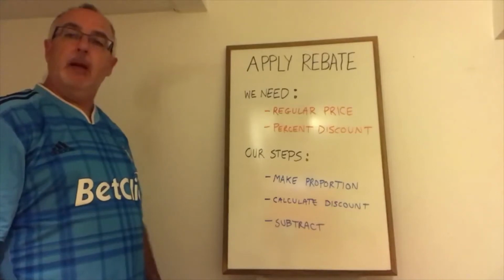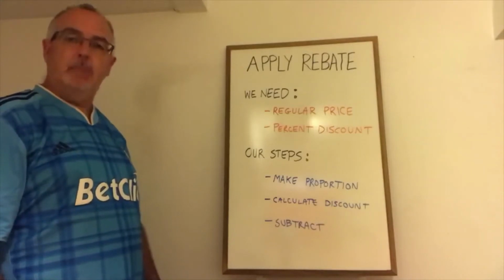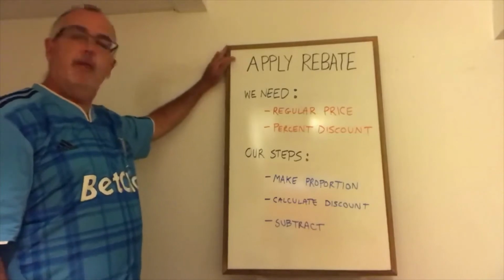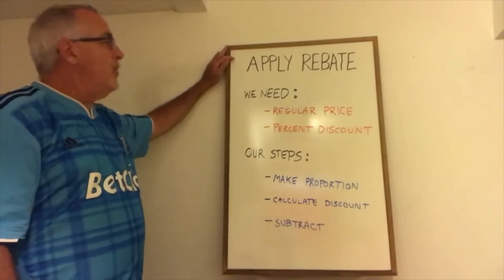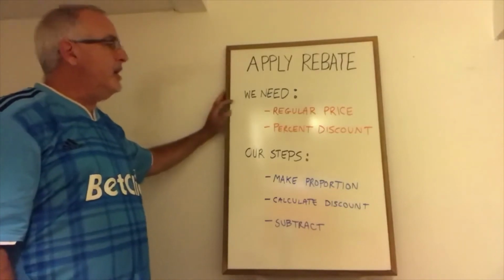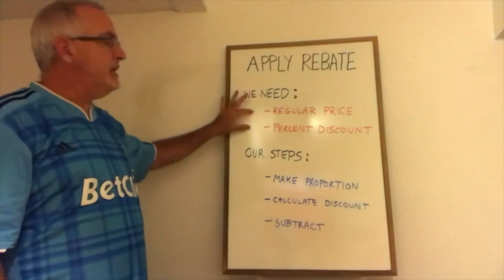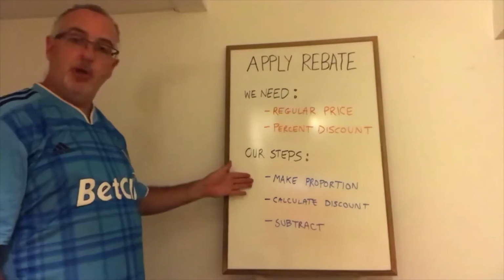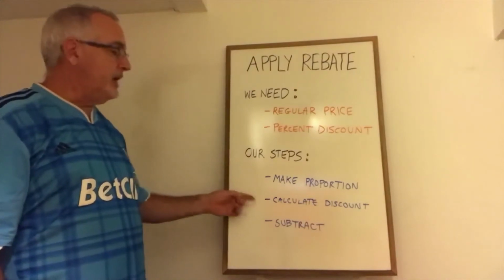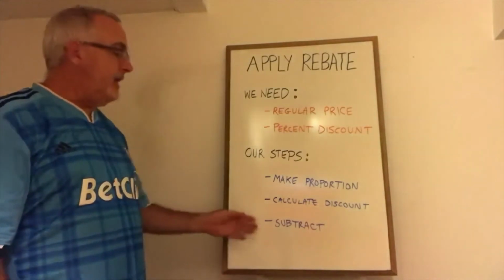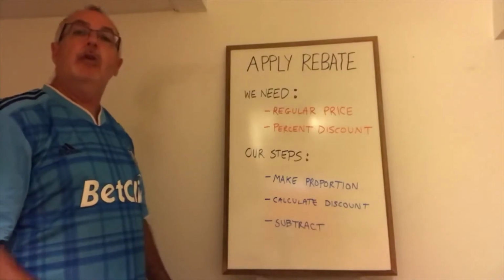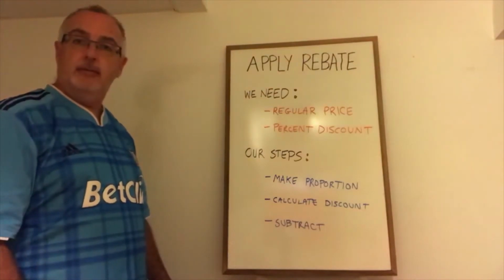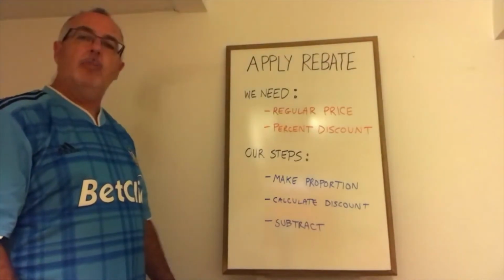Today's Daily Dose of Math is 3 quick examples of applying a rebate. What we need to apply a rebate is we need to know the regular price and the percent discount. And the steps that are involved are to make a proportion, use the proportion to calculate the discount, and then subtract to get the new sale price. Let's go to the desktop of the computer and we'll do our examples there.